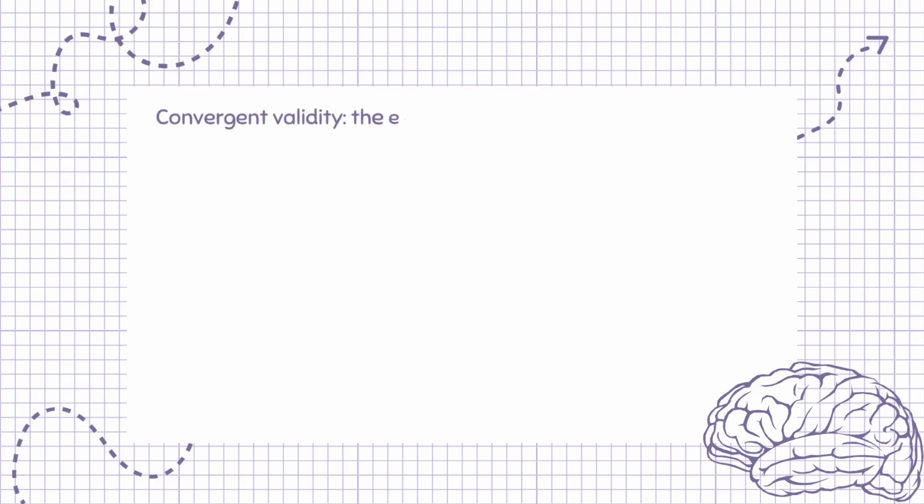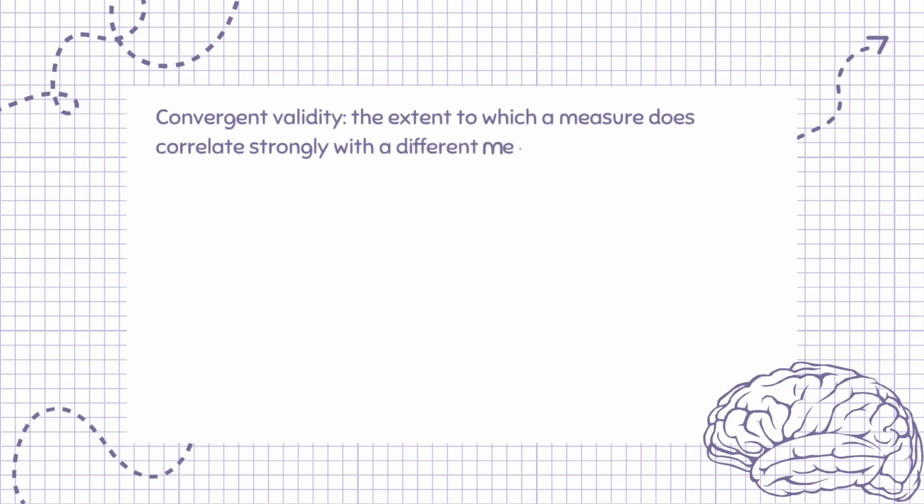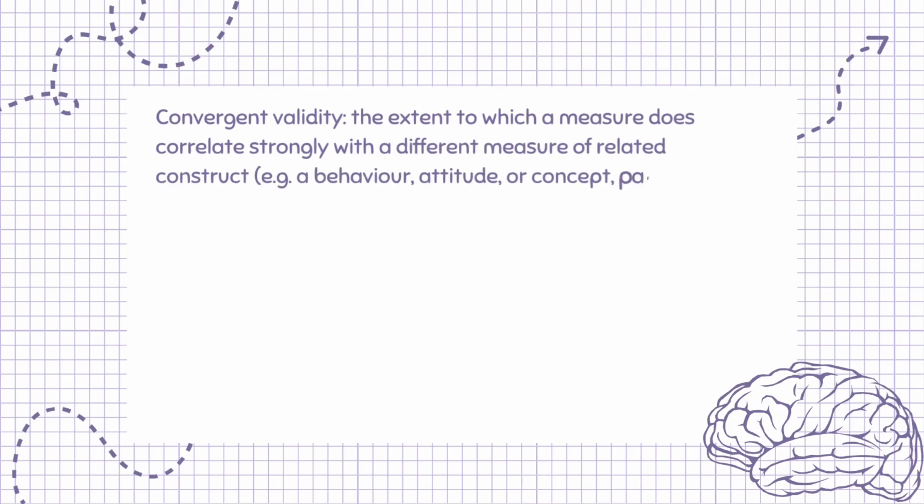Convergent validity. The extent to which a measure does correlate strongly with a different measure of a related construct, e.g., a behavior, attitude, or concept, particularly one that is not directly observable.